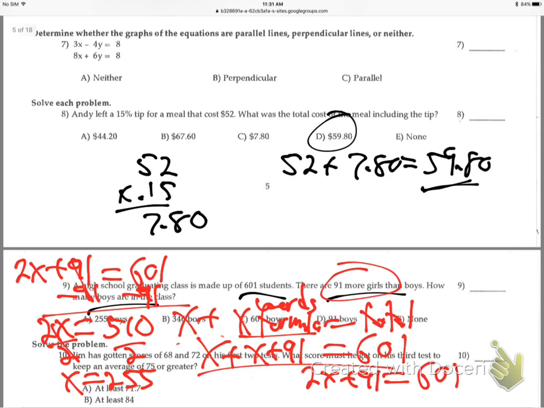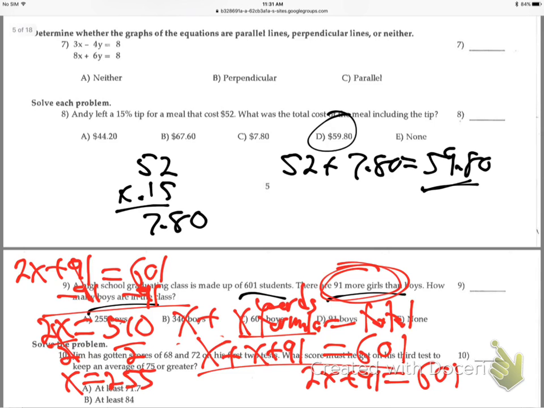Hey, what if they'd asked for the number of girls? How do you know that's boys and not girls? Then you do 255 and add 91. Yeah, it's all about the words, right? There's 91 more girls, so the x plus 91 is the girls, and the plain x is the boys. So we could do either one.